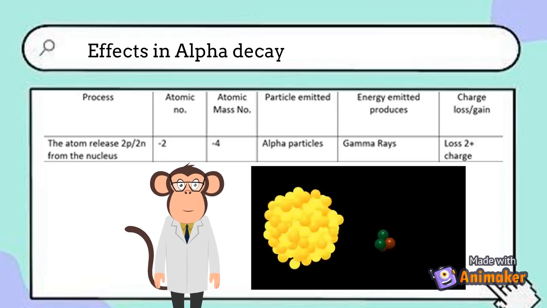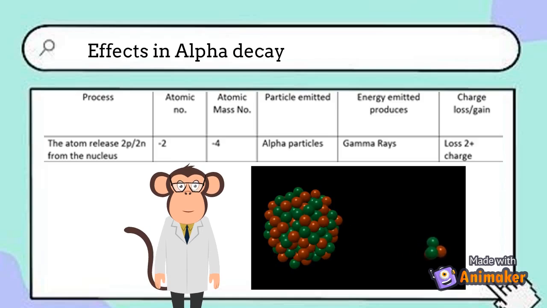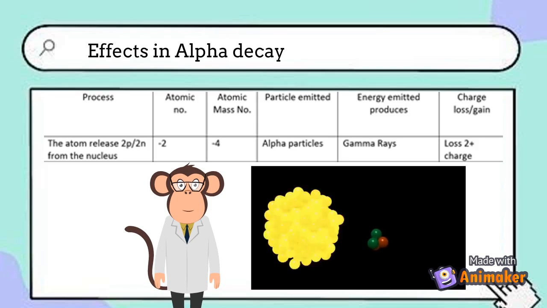In alpha decay, the process is where the atom releases two protons and two neutrons from the nucleus. Its atomic number decreases by 2, while its atomic mass number decreases by 4. The particle emitted from the alpha decay is called the alpha particle. The energy emitted produces gamma rays, and the charge of alpha decay loses 2.